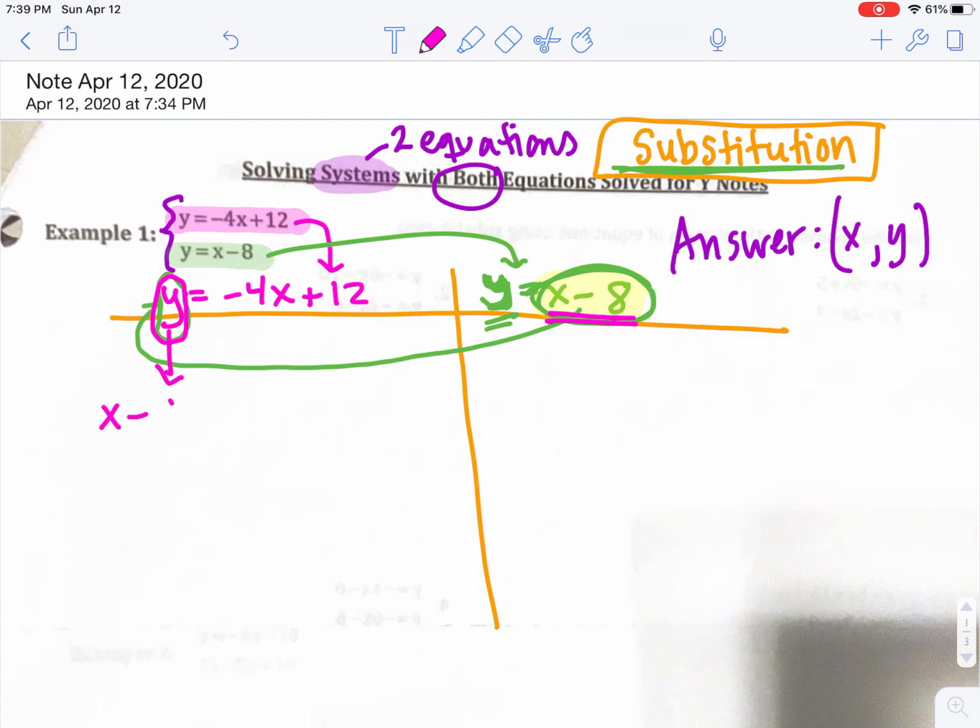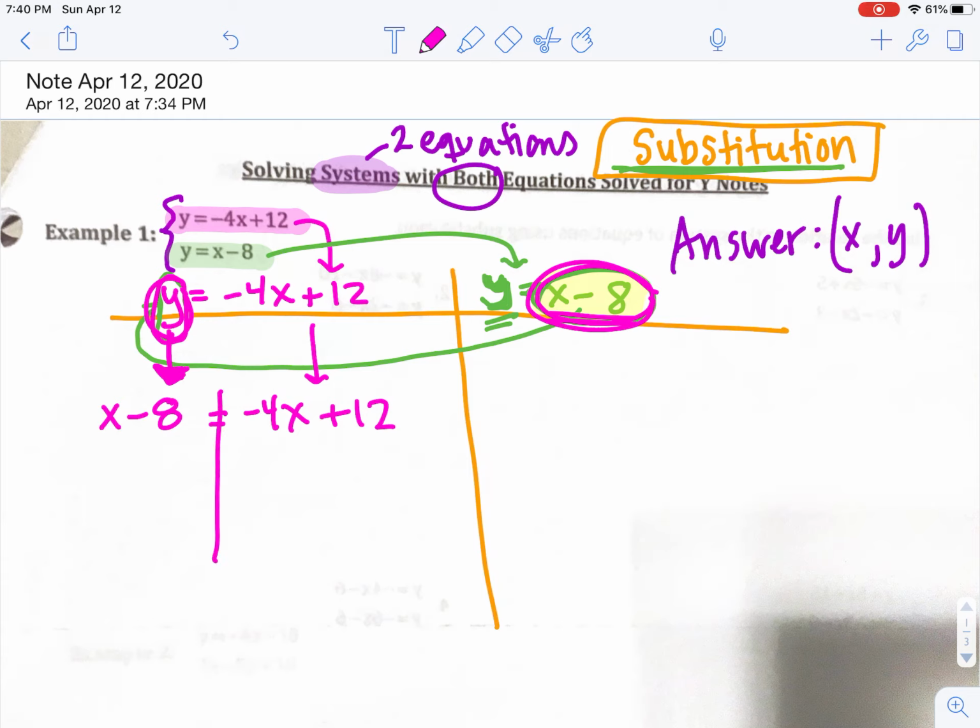So this actually becomes x minus 8 on the left, because instead of that y, I replaced it. I took out the y and I replaced it with this whole thing from over here, which was x minus 8. Now, the right-hand side is still the same, negative 4x plus 12. And now the cool thing about that is you just got an equation you guys know how to solve.